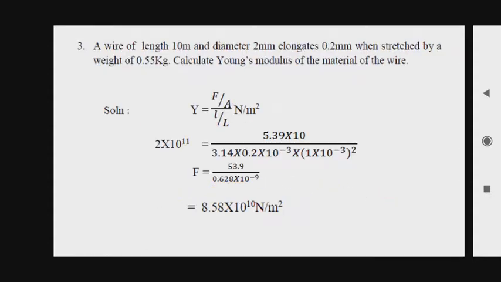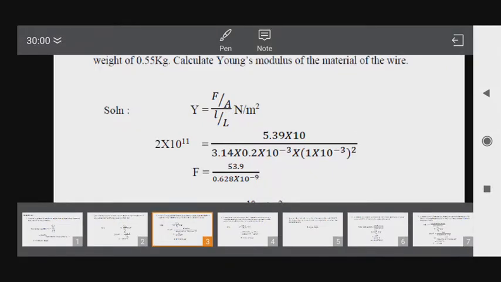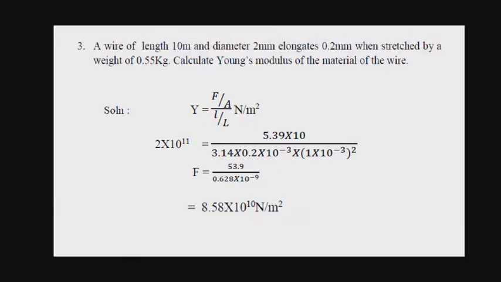Next, 3. A wire of length 10 meter and diameter 2 millimeter elongates 0.2 millimeter when stretched by a weight of 0.55 kg. Calculate Young's modulus of the material of the wire.